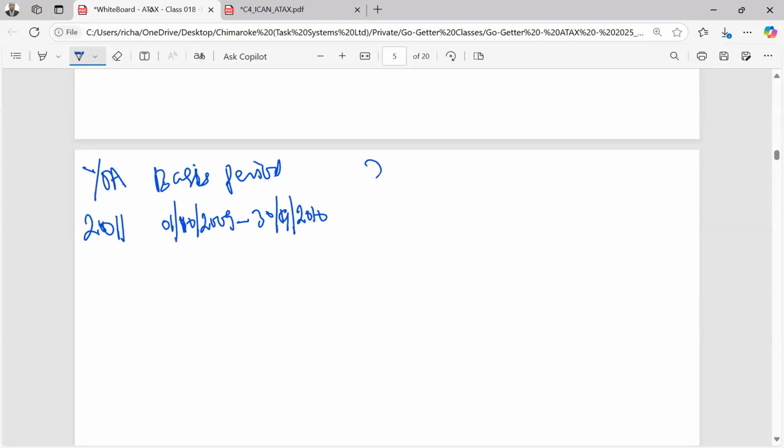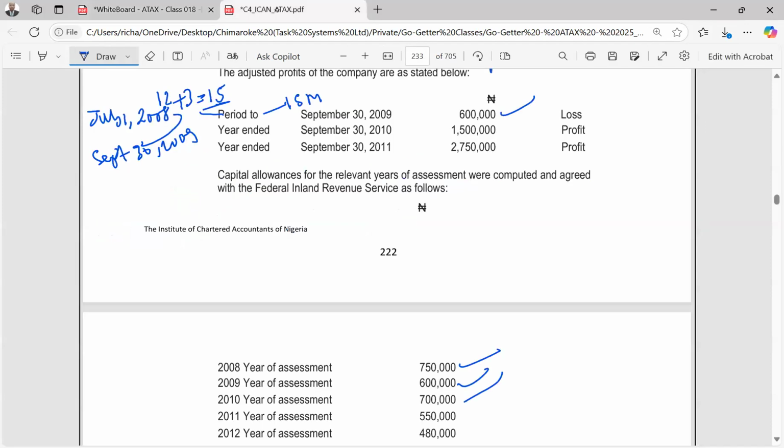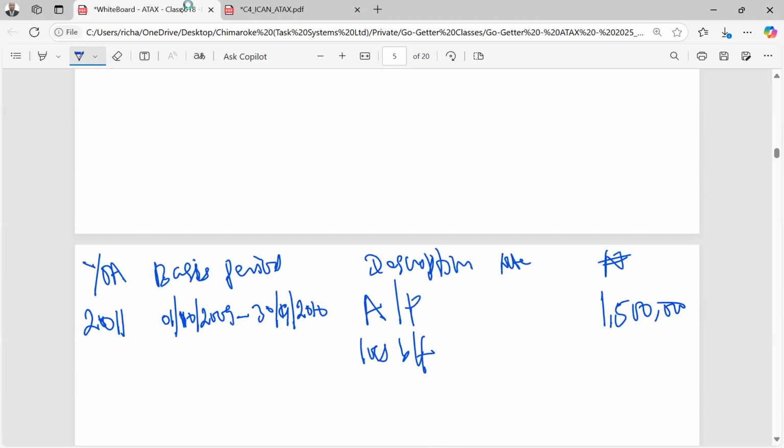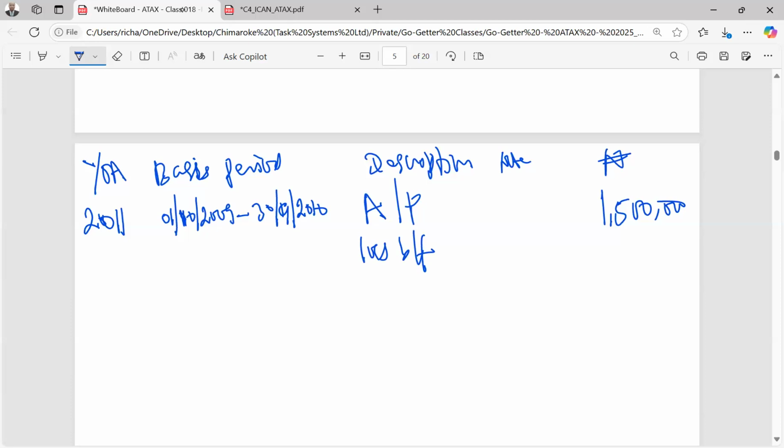So this is a description here. Description. This is assessable profits, because we made a profit here of 1.5 million. Okay, see it's here 2010, 1.5 million. So these are our notes. These are Naira amounts. This is 1.5 million. Okay, then you will bring your loss brought forward. The loss brought forward, we say it was the actual loss of 600.